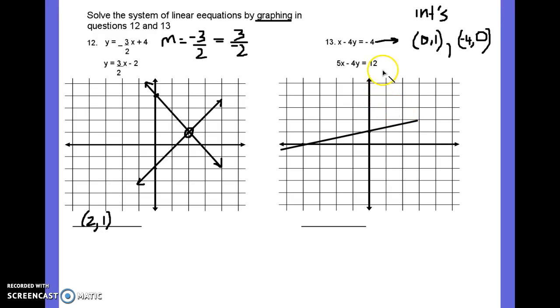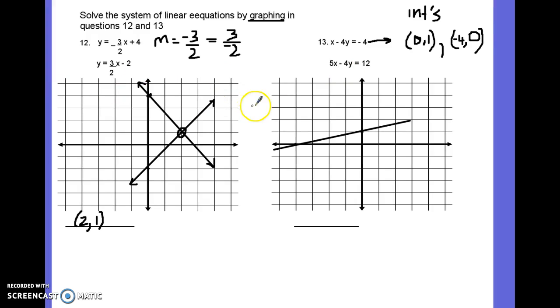And the second line, I can see I'm going to run out of time. You're going to have to transform this one to y equals mx plus b because 5 can't go into 12. And that's what you have to do. Transform this to y equals mx plus b. You say, how do I do that? You subtract 5x from both sides, then you divide both sides by -4, and you get it in y equals mx plus b form, and you graph it and find the point of intersection.